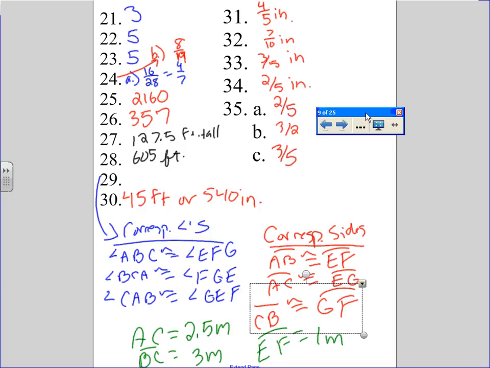Okay, the proportions for 29 to set them up. When you solve for AC, so at the very right here, AC is 2.5 meters, BC is 3 meters, and EF is 1 meter.